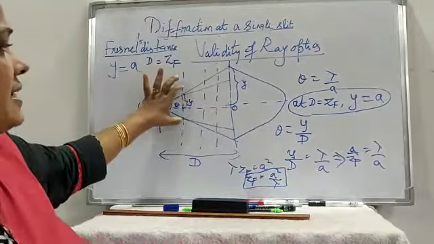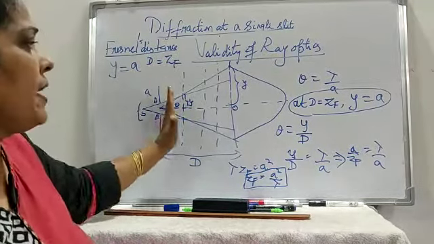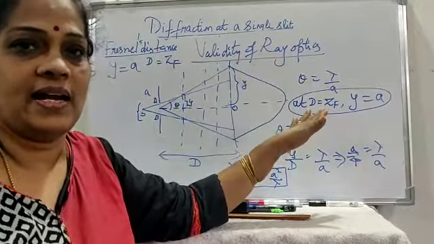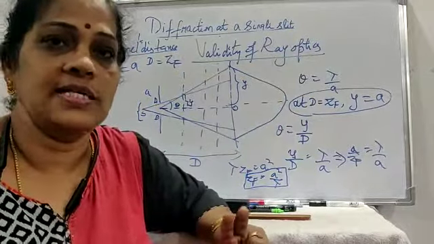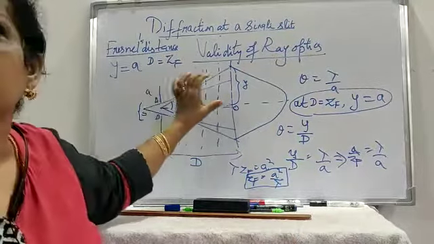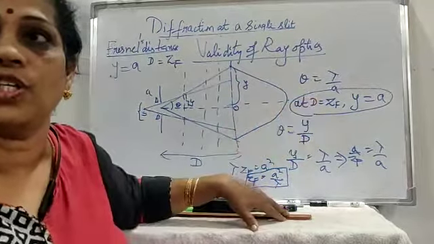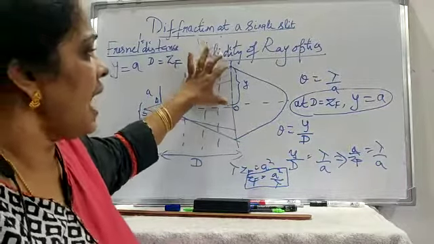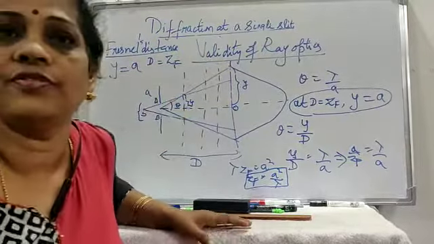So up to Fresnel's distance, what can we say? Ray optics is valid. Beyond Fresnel's distance, wave optics is valid. So there are two definitions for Fresnel's distance. It is the linear distance that a ray of light travels before it gets deviated from its original path. It is also the distance at which half the spread of the central maxima becomes equal to the width of the slit.